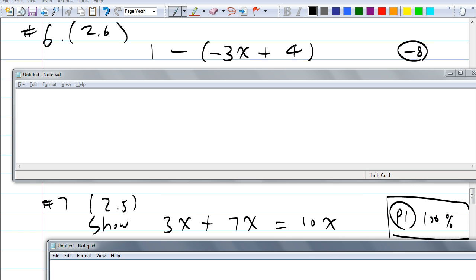So we're going to do a See For You right now for these two questions. Hold on, let me give you the papers. Give me a sec. So I want you to now go ahead and do See For You number 6, from section 2.6, and then See For You number 7, from 2.5. Show that 3x plus 7x equals 10x. Let's see if you remember from last time how to show that 3x plus 7x is 10x. We all know it's 10x. Can you show this algebraically? Okay, so go ahead and write these down for number 6 and 7 and do those.